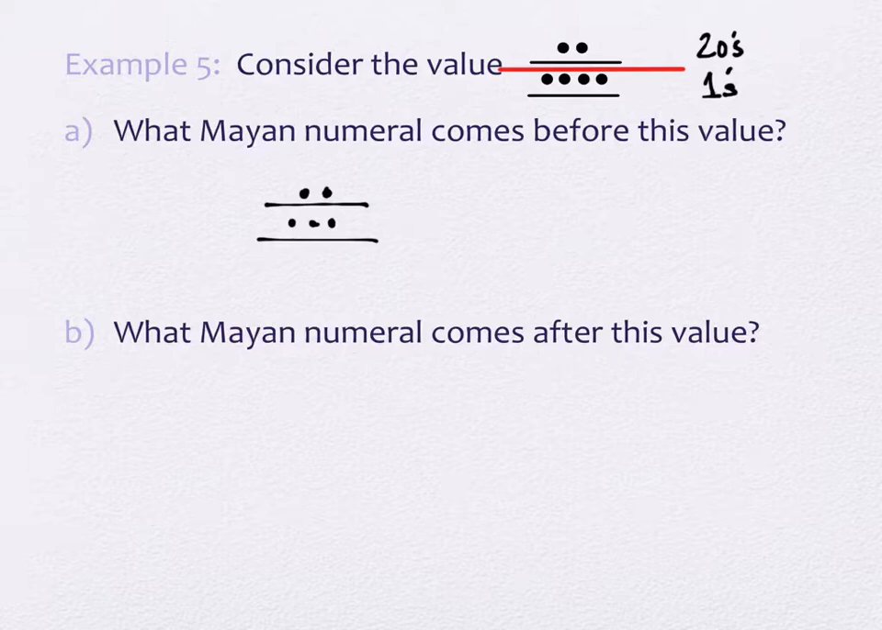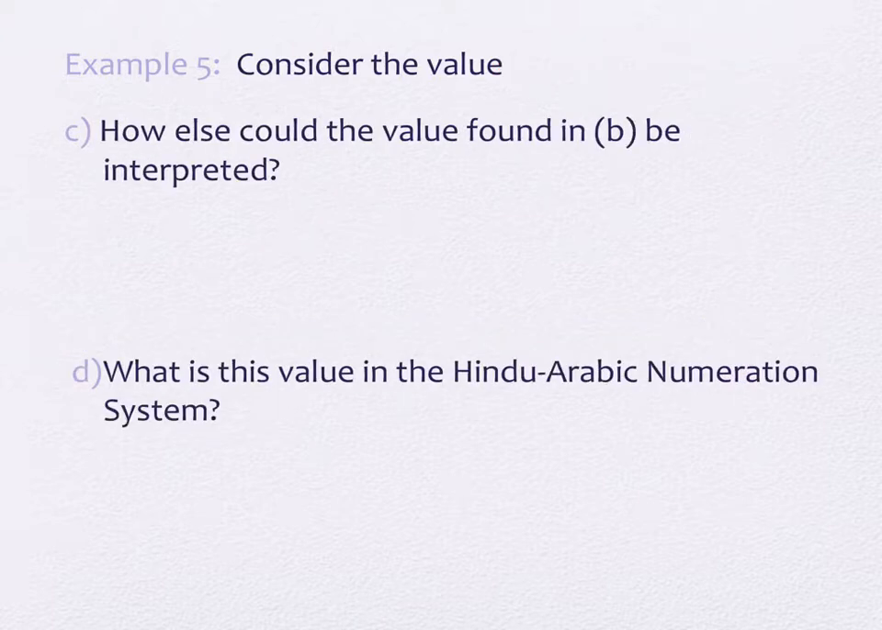But what happens when I add a dot here? I get 5 dots, but I don't write 5 dots because there's another way to write the number 5. You write it as a line. Okay, so the 2 dots and the bar didn't change, but now the value underneath it has 2 lines. And we've encountered a problem. What problem have we encountered? Well, C asks us, how else could we interpret the value that we just found in part B? What number could this represent?